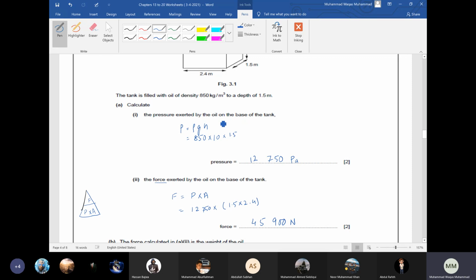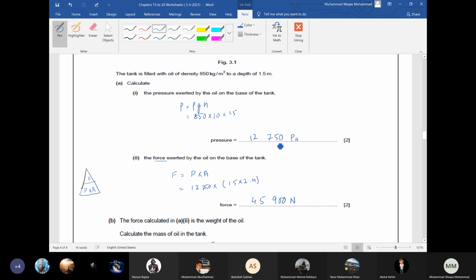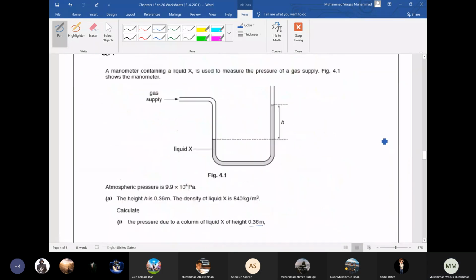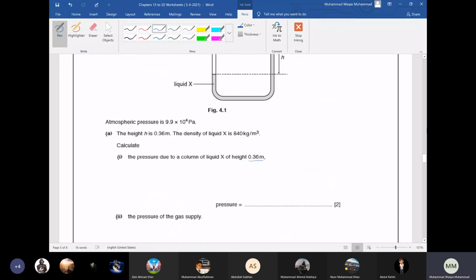Pressure exerted by the oil on the base of the tank. How do we find that? Rho g h. So beta, is it that hard? I mean, you are not paying attention to the class at all. Beta, exams are on head. What is this attitude?